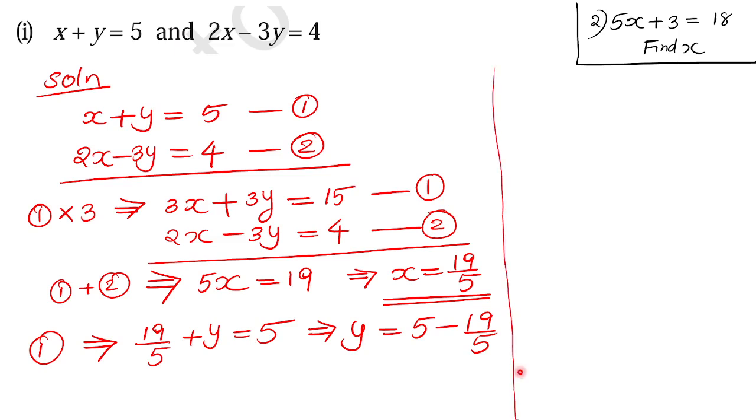Y equal to what? 5 minus 19 by 5. You know, you are familiar with the addition and subtraction of fractions, right? 5 is 5 by 1. Is there any mistake? If I write 5 as 5 by 1, no mistake. The fraction subtraction you studied in the lower classes. How will you do the subtraction?